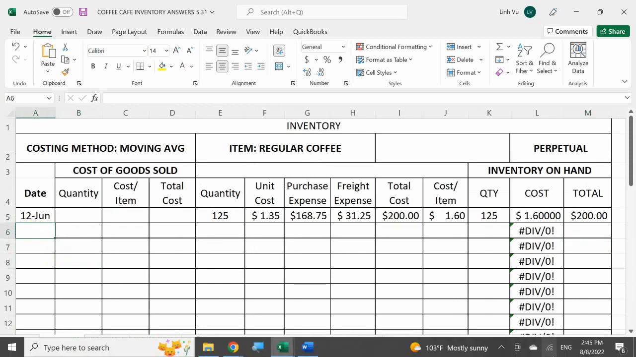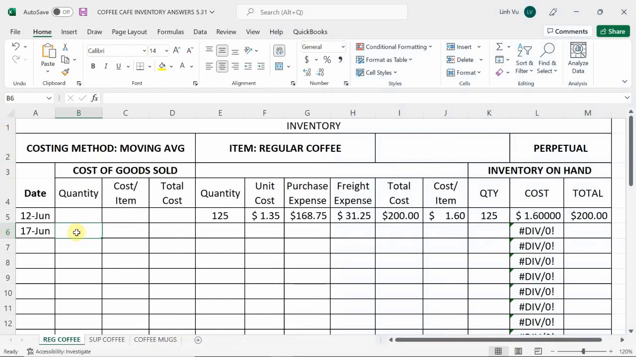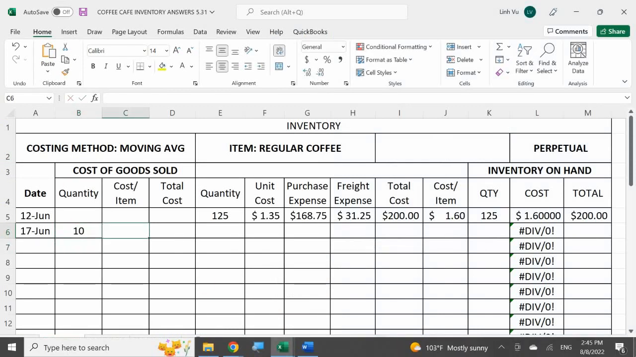Okay? So today is the 17th. How many pounds of regular coffee did I use? It says here that we used 10. We used 10 pounds. Okay? Now, let's take a look at my coffee. If my regular coffee is using moving average, right now, what is my average cost per item for my regular coffee? If I have 125 pounds of regular coffee, what is my average cost per item?